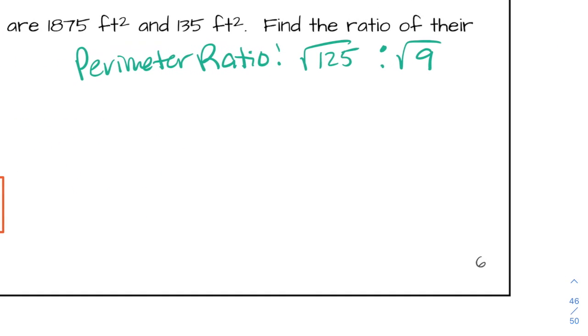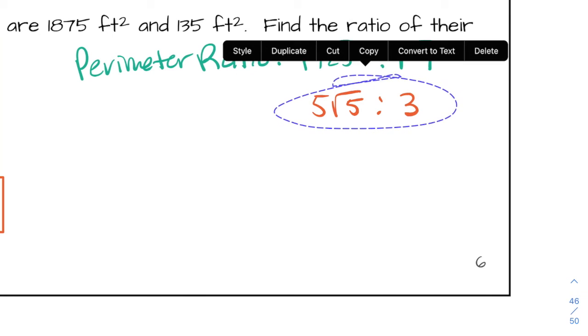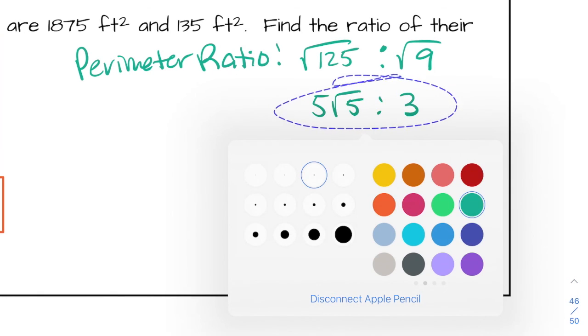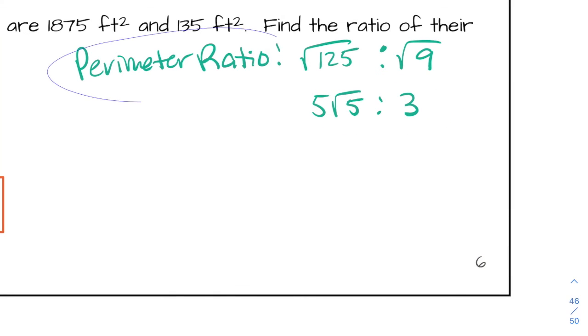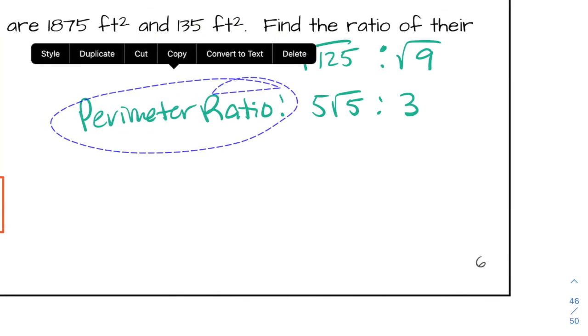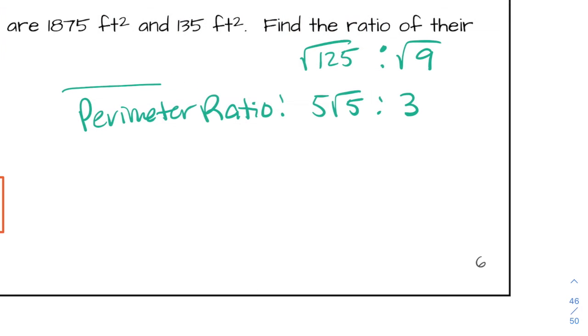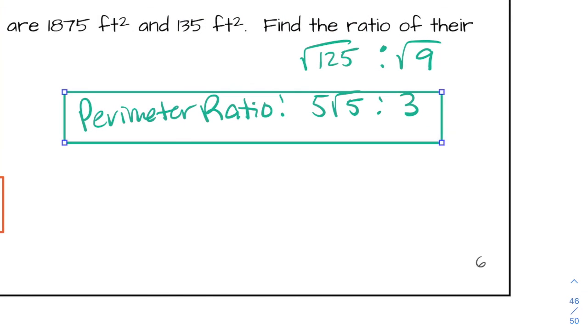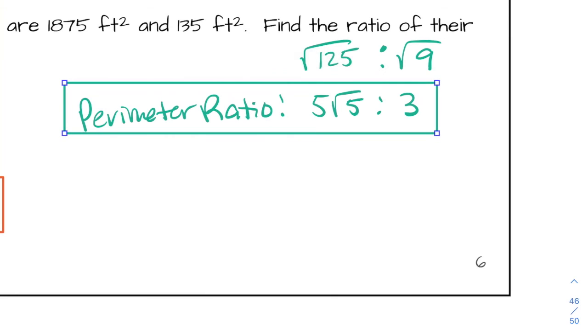Which is going to be 125 divided by 5 divided by 5. Yep, so I'll leave it as 5 square roots of 5 is to 3. We will leave that as the final answer for the perimeter ratio. Yep, sorry about that. I just was not expecting it to be in a radical.